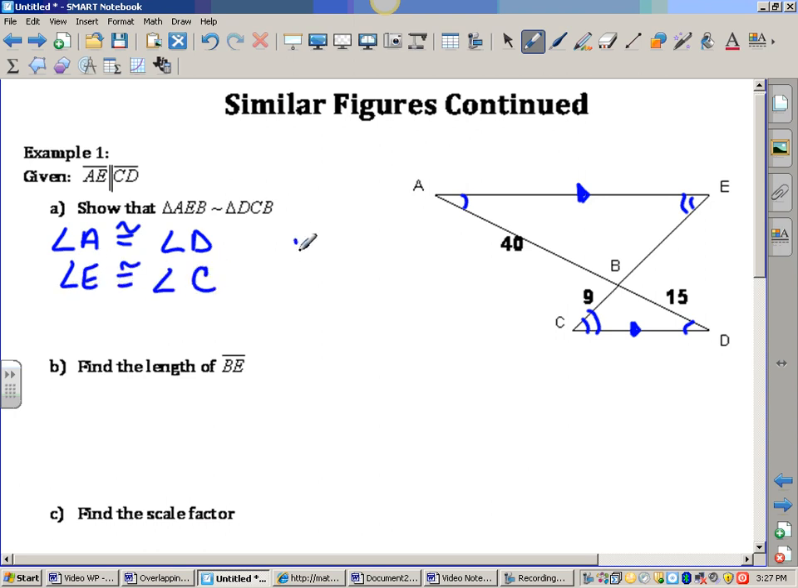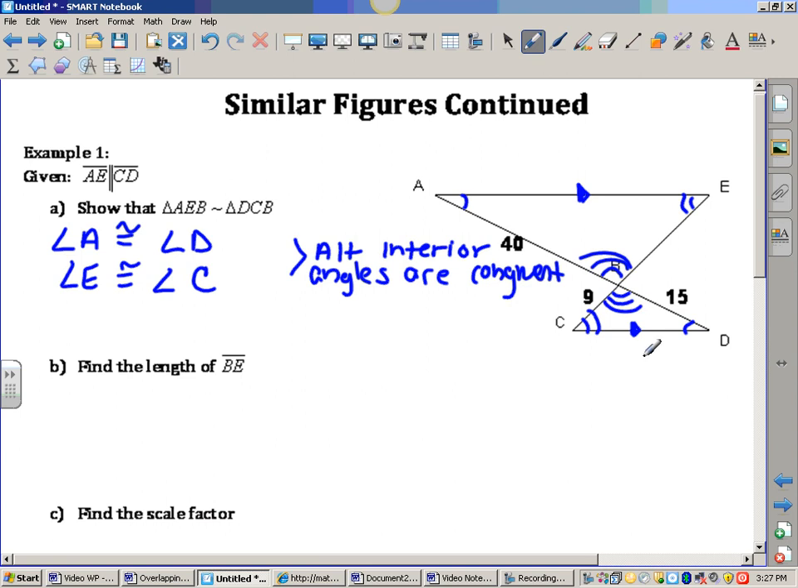The reason for both of these is that alternate interior angles are congruent. Congruent means the same. So there's two out of the three. How are we going to prove that this angle here has to be exactly the same as this angle here?